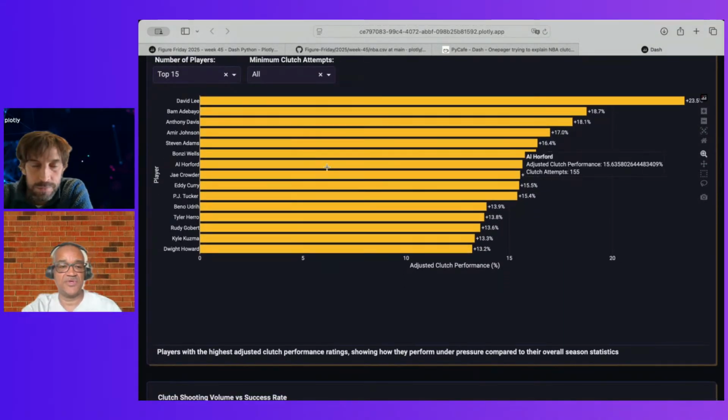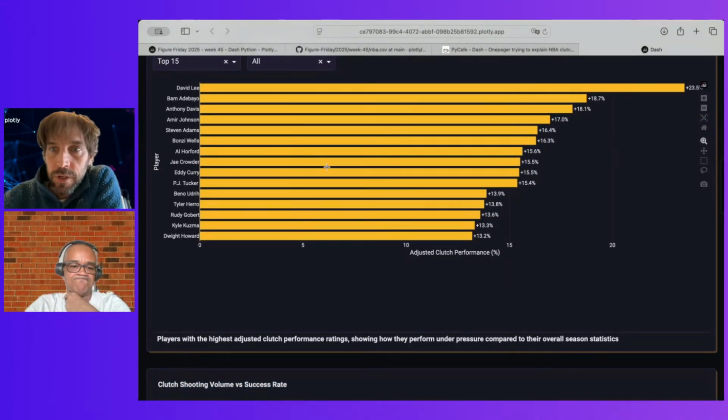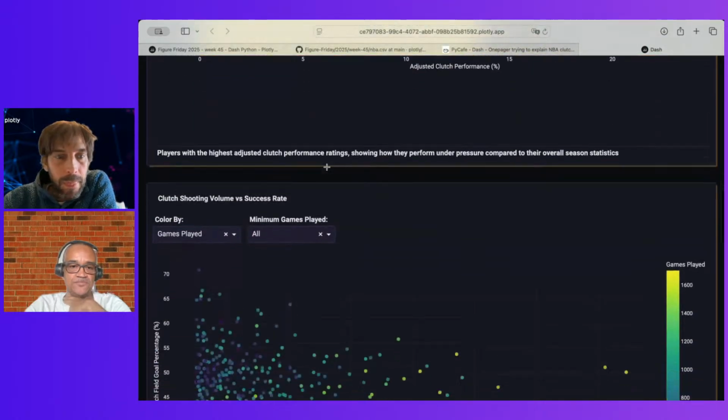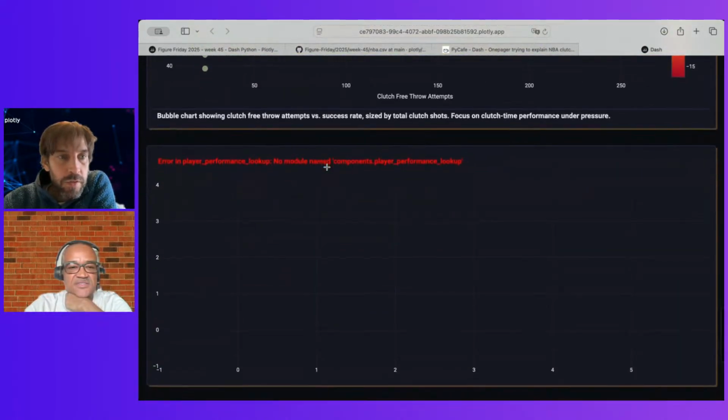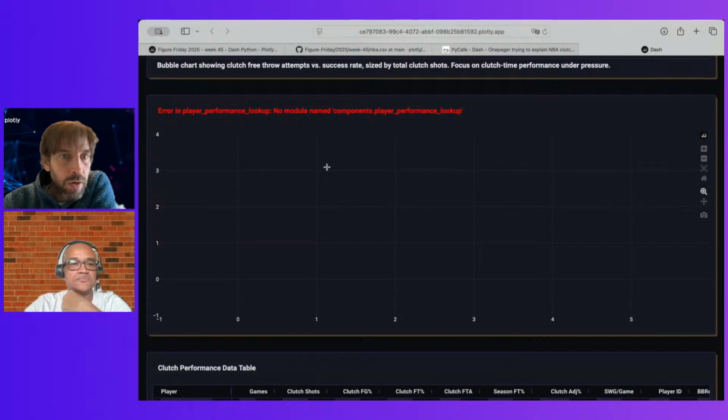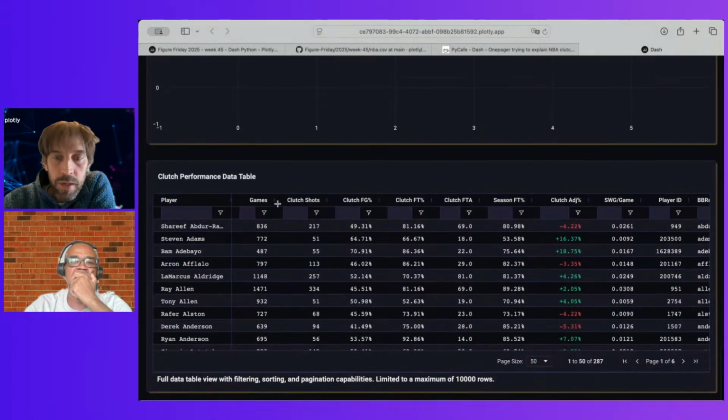That's a very interesting chart. Okay, and then we have two more charts. This one didn't work, and this one threw an error: no model name components player. Okay, we've got to fix that.